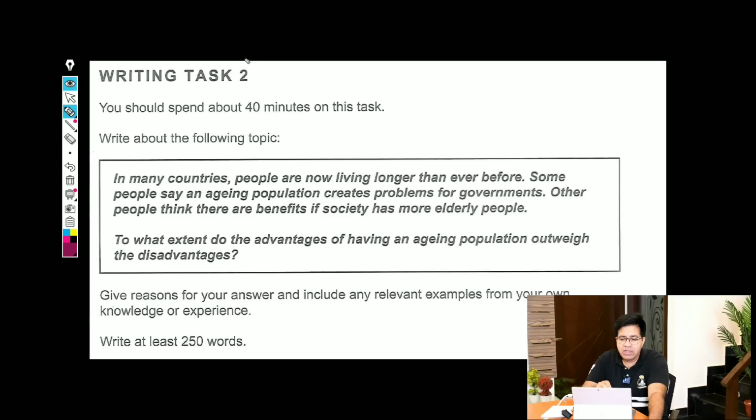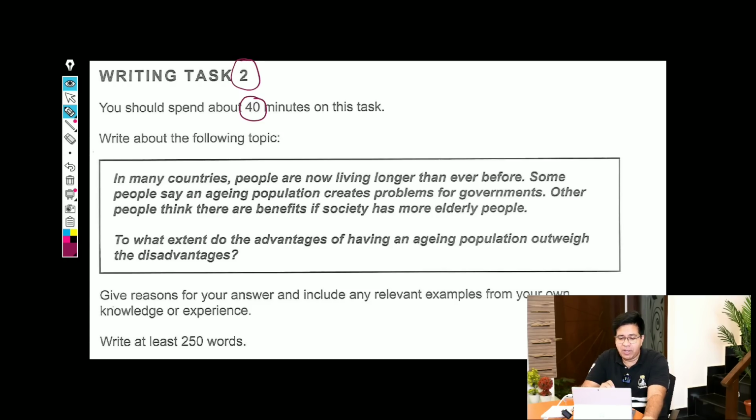First of all, I would like to read the topic. It's writing task 2, essay writing. You should spend about 40 minutes, but you can spend 41 minutes on this task as well, okay? They give you 1 hour, 2 tasks, so you can spend all 1 hour on essay writing and don't write the report, and then you get a low band score. Just joking. Write about the following topic.